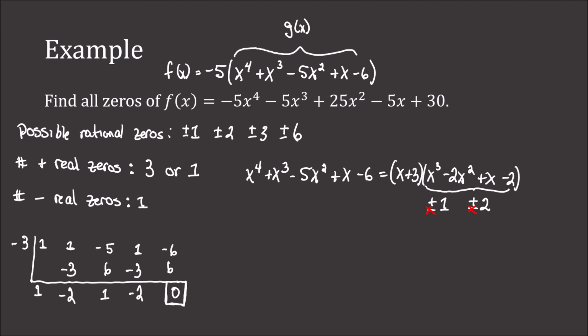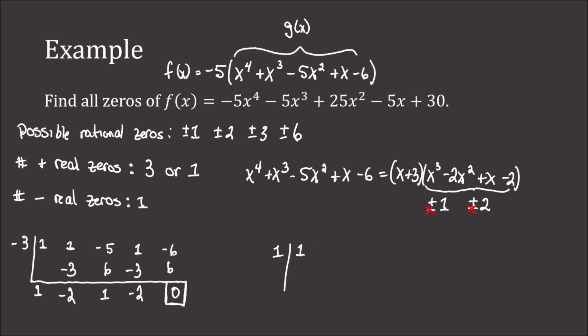Well, first let's look at the sign changes, right? Number of positive real zeros. So there's a sign change, another sign change, another sign change. So we're still going to have 3 or 1, which we already knew, right? So for room, I'm going to erase that. So let's try 1.